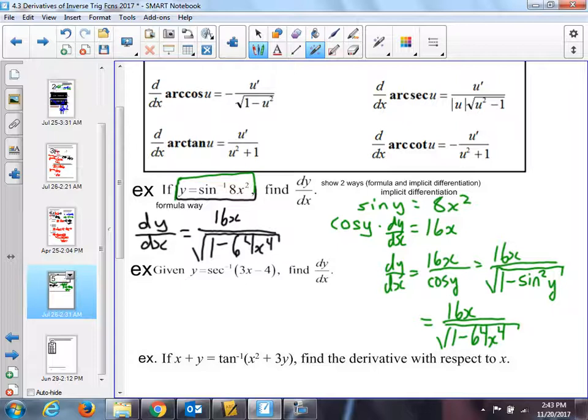You could do these by just doing implicit differentiation. That's all I'm trying to get across to you. That's the reason why I'm showing you how these formulas came up.